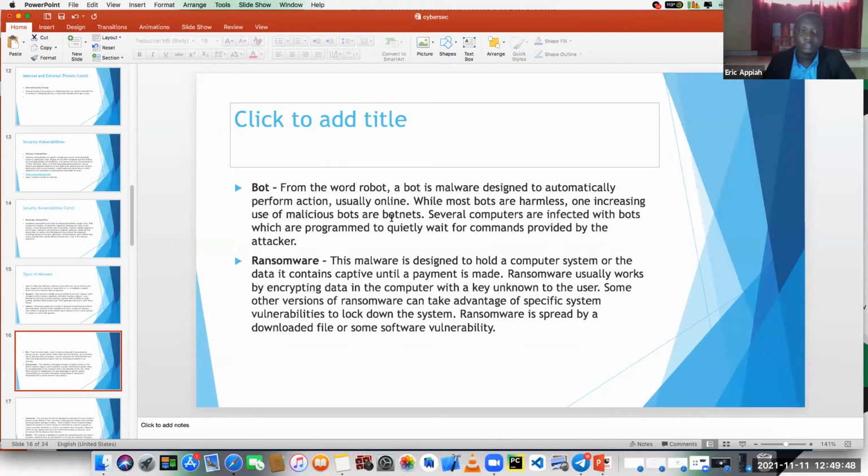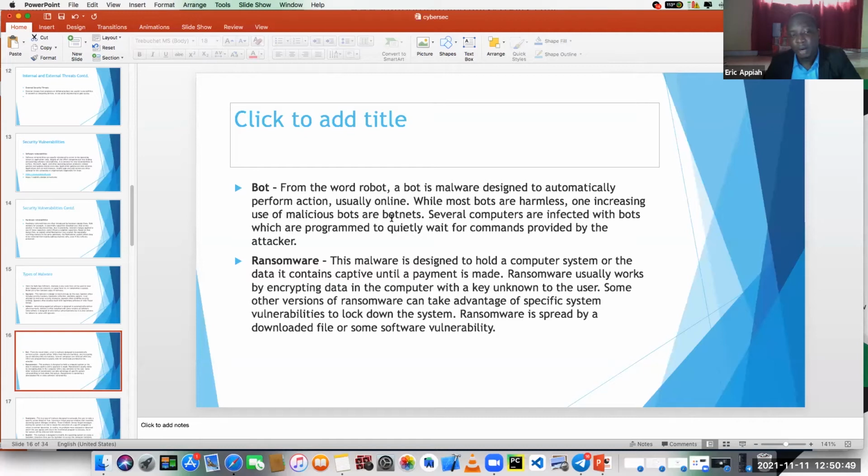Now there is a bot. A bot is from the word robot. So if you use servers a lot, you realize that a lot of attacks come from bots or robots. These are malware designed to automatically perform an action, usually online. Sometimes they are harmless, and sometimes they are malicious. They are designed to perform automatic and large scale activities. If they are on a large scale, they are called a botnet. And these are malicious. They are used for denial of service attacks and all that. I'll explain that later.